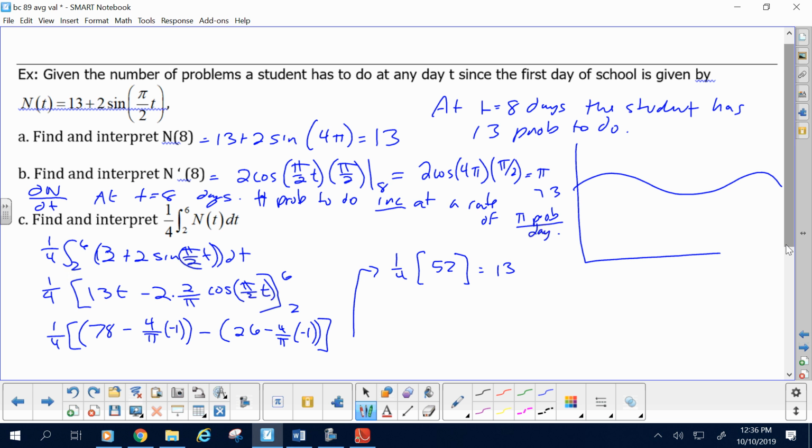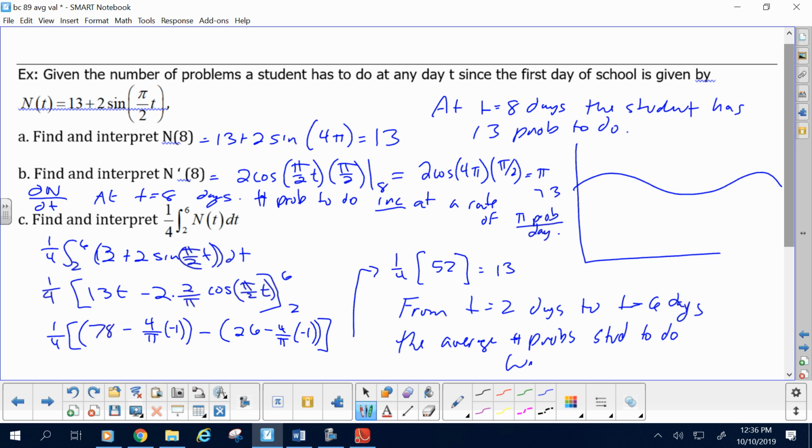At time equal 6, or at time equal 2, or over the interval. Over the interval, from time equal 2 days to time equal 6 days, the average value was 13. The average number of problems the student had to do was 13.